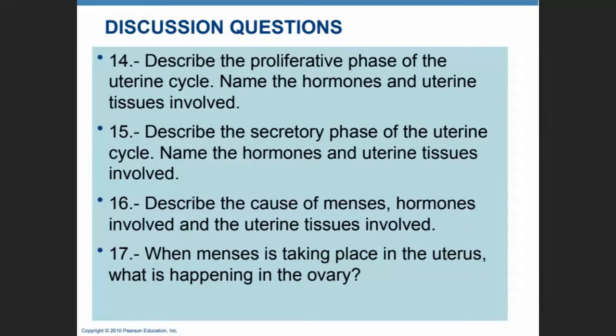The causes of menses, the hormones involved, and the uterine tissue involved. So the tissue will be the functional zone. The hormone of the menses, again, will be progesterone. When menses is taking place in the uterus, and actually in this case, it will be also an increase in estrogen that will cause the menses. When menses is taking place in the uterus, what is happening in the ovary? The ovary is beginning with the ovarian phase.